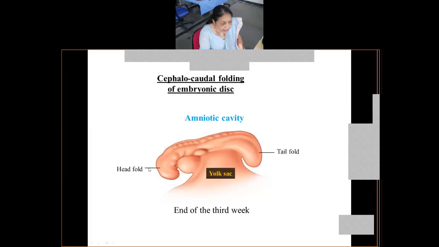Here, this is the amniotic cavity, which is lined by ectoderm, and the yolk sac which will enter here is lined by the endoderm. They will come together to form a membrane known as the buccopharyngeal membrane. So this is the stomatodium. After rupturing of the buccopharyngeal membrane, the stomatodium will open into the pharynx, the first part of the yolk sac, that is the foregut, and they will communicate with each other.